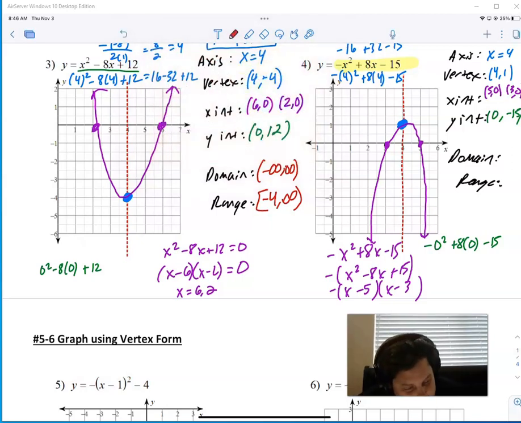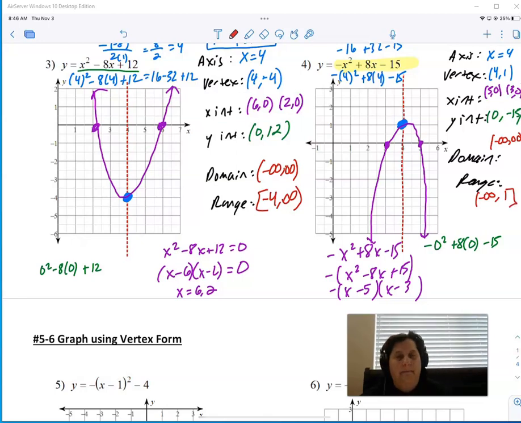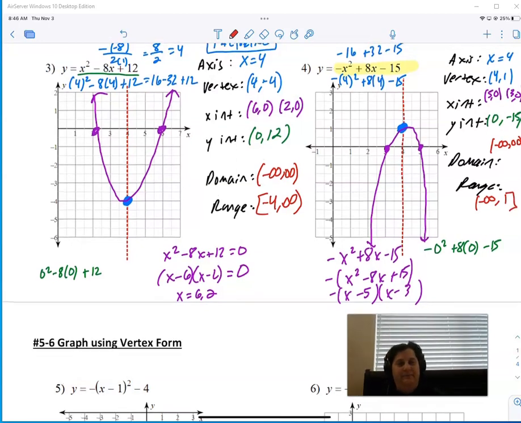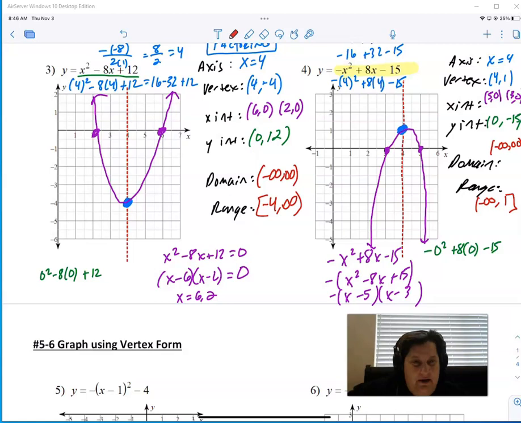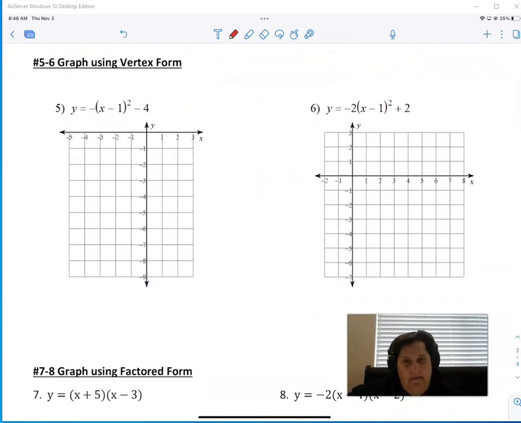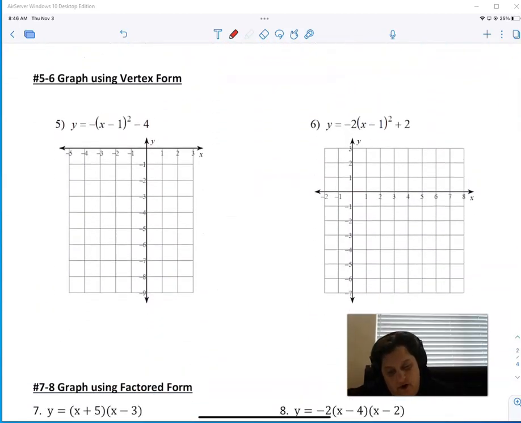My domain is going to be negative infinity to infinity. My range will be negative infinity to 1 bracket. Okay? Cool. So that's how we go ahead and do standard. All right. My next one is vertex form.